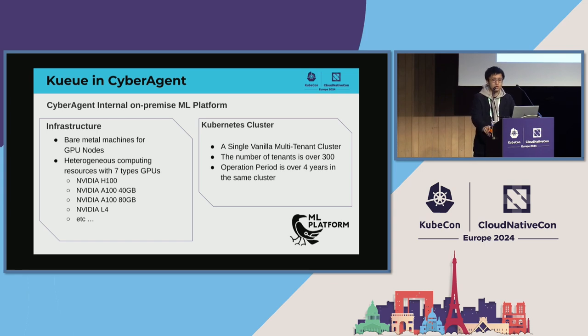My company has an internal on-premise ML platform for static computing. In this infrastructure, we use bare metal machines for GPU nodes, and the environment is heterogeneous with 7 types of GPUs like this. Additionally, based on the left side, our Kubernetes cluster is built as a single vanilla multi-tenant cluster. The cluster has over 300 namespaces, and all namespaces are created per user. Also, we've been operating this cluster for over 4 years, so we did not create a new cluster to install Kueue. We just installed Kueue into the cluster in operation.